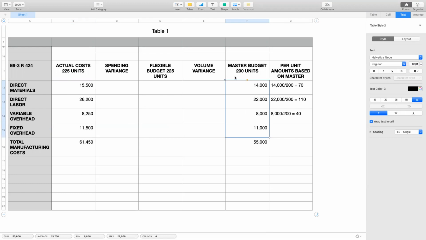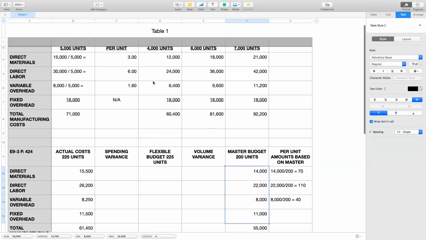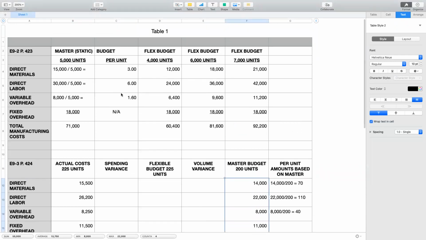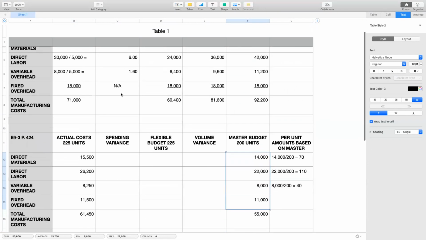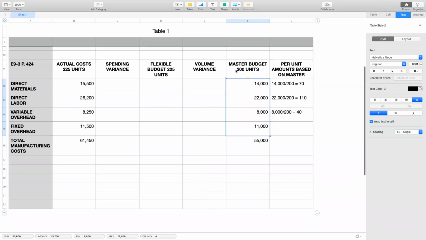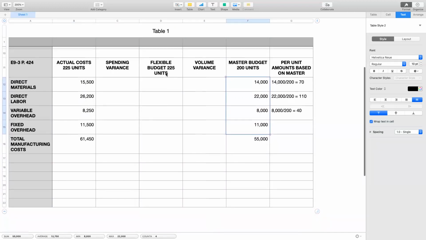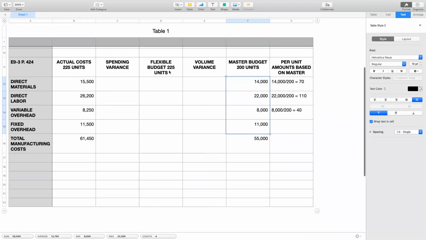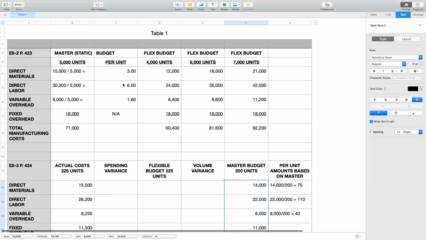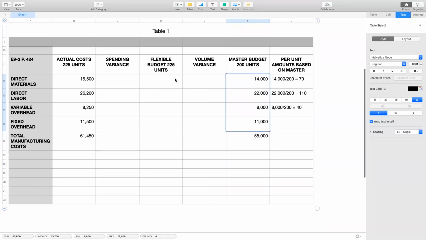Now, if you look at the way the problem is laid out, everything else is blank, right? So what should we do? Well, I made another column. So remember up here, we have this column for per unit amounts. Well, you really need to know what the per unit amounts are before you can continue. Because what we're gonna do is take this master budget, which is based on 200 units, and make a flexible budget based on 225. So what did we do? First, we had to figure out what the per unit amounts were and then multiply by the new amount of production, right? Like we did here. We figured out the per unit amounts and then multiplied them by 4,000, 6,000, or 7,000. Well, here we're gonna take the unit amounts and multiply them by 225.